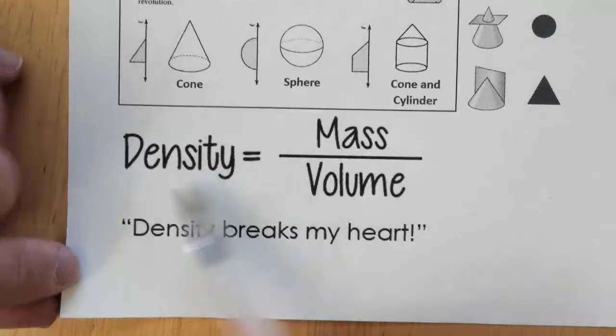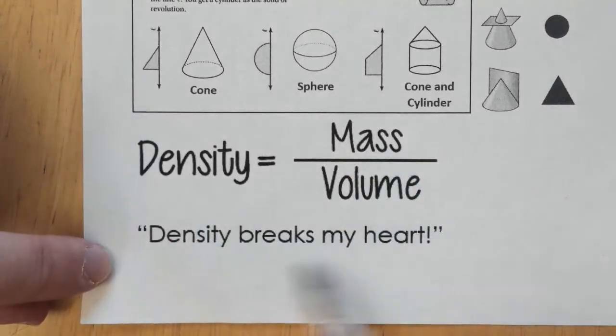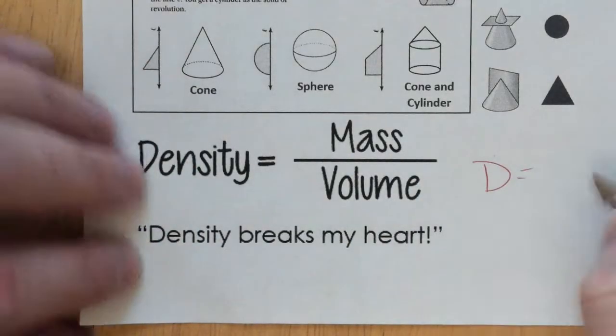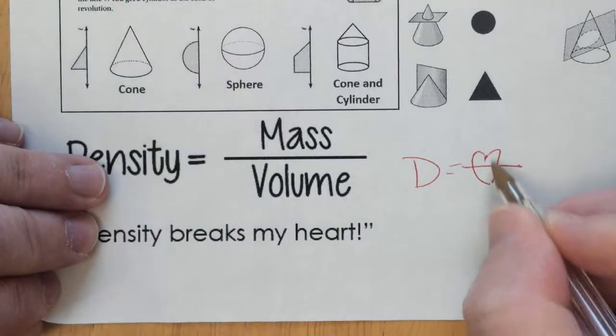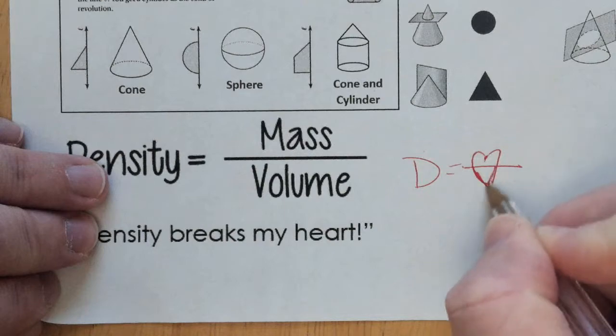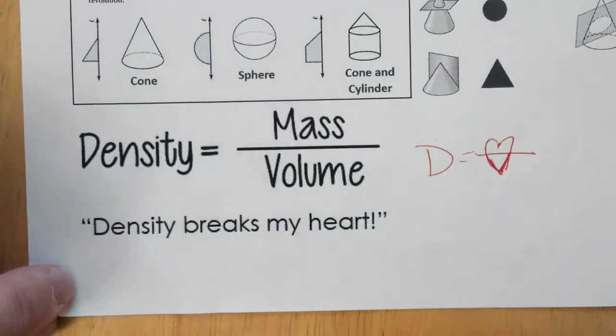Okay, and then density is mass over volume. So density breaks my heart. So D equals, you have your heart, and then you break it. M over V. So you guys see that? So yeah. So density breaks your heart.